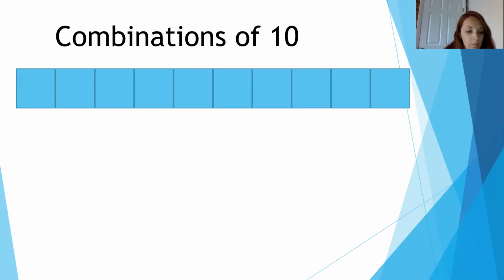Let's look at a different number. Let's count. This is combinations of 10. Let's count to be sure we have 10 first though. 1, 2, 3, 4, 5, 6, 7, 8, 9, 10.